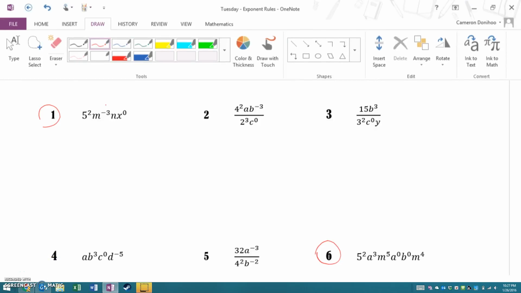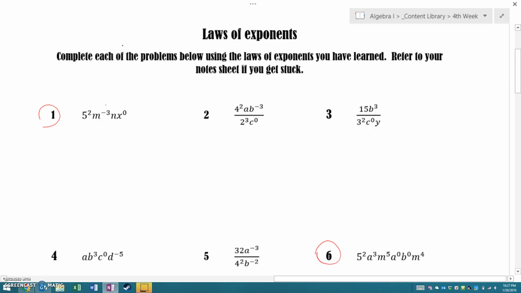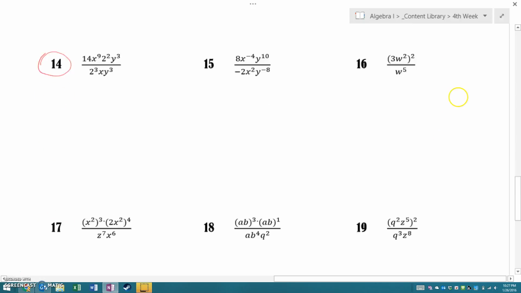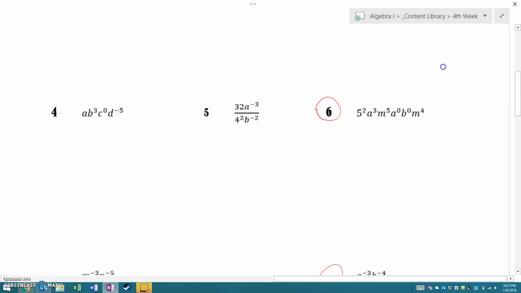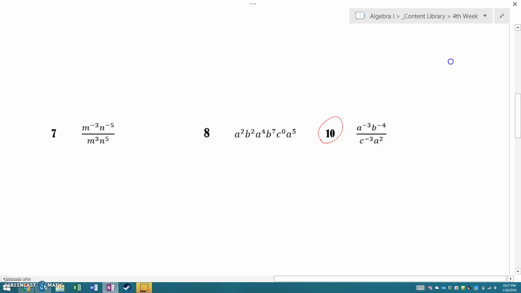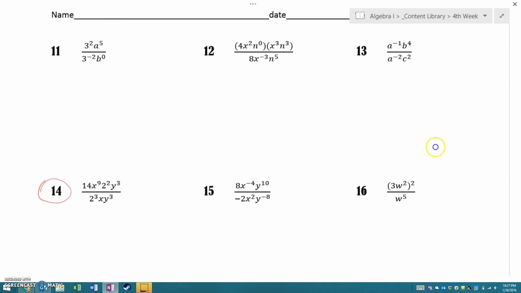Alright guys, we're going to look at some exponent rules now. This is what you're looking at now. This is the yellow assignment that you got yesterday in class with the exponent laws on the front and the back. The problems that I have circled here are the ones that I'm going to go through. So 1, 6, 10, and 14.